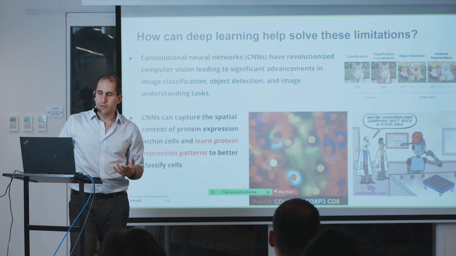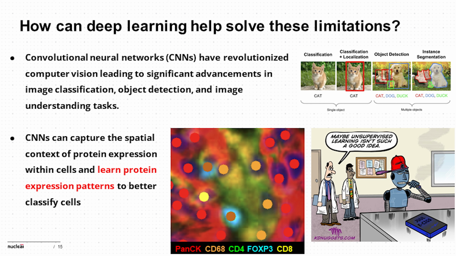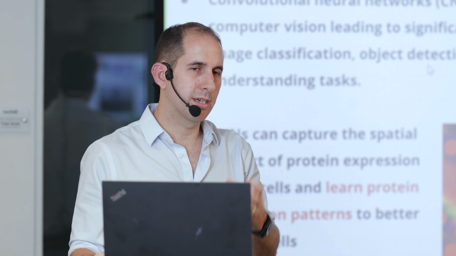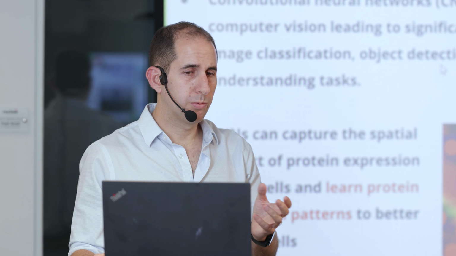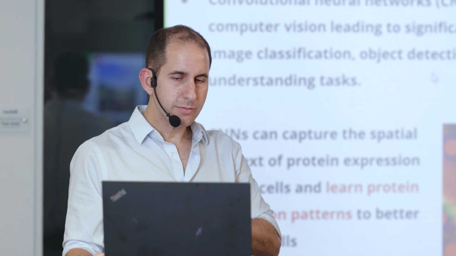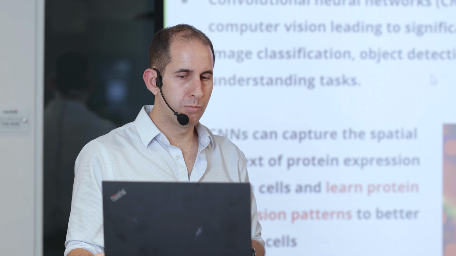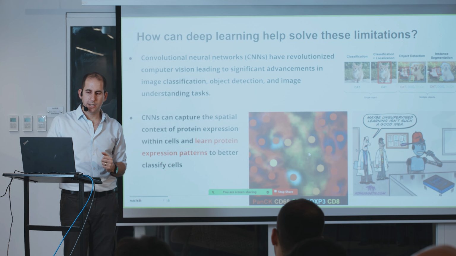So how can we use deep learning to solve these problems? Convolutional neural networks really revolutionized computer vision, leading to significant advancements in image classification, object detection, and image understanding tasks. And their main advantage in our case is that they can really learn the spatial context of protein expression and the protein expression pattern. Because if you think about it, usually a nuclear protein which is nuclear expressed will look pretty much the same with different proteins, same for membranous or cytoplasmic. So if you expose it to a wide variety of proteins, it usually can learn most of the protein expression patterns. And here we can see an example for that.